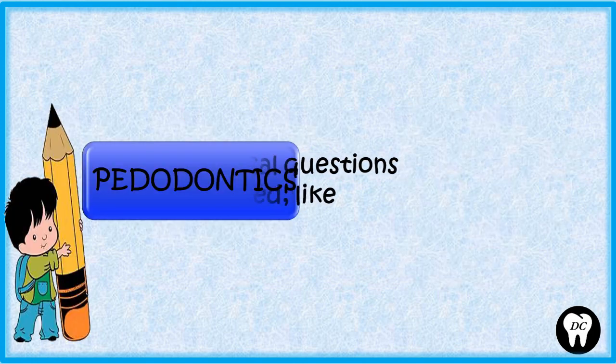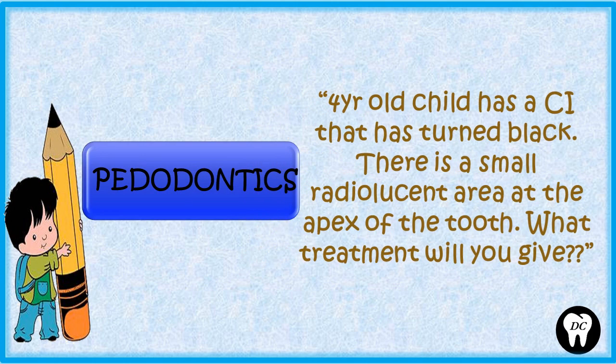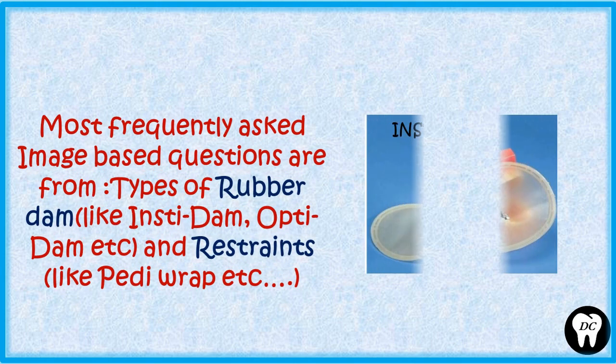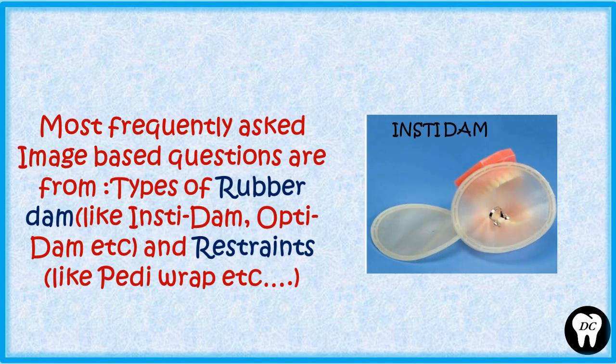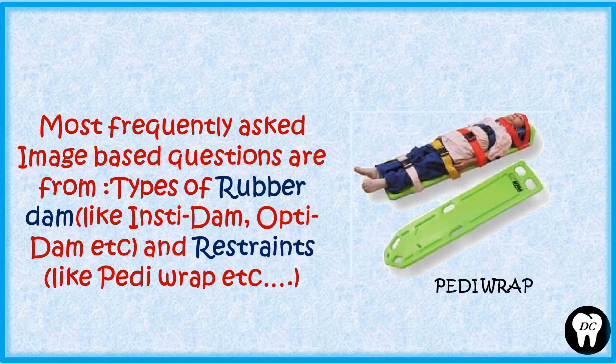From pedodontics mostly clinical questions are asked, like a 4-year child has a central incisor that has turned black. There is a small radiolucent area at the apex of the tooth. What treatment will you give? Then, the most frequently asked image-based questions are from types of rubber dam like Instidam, as you can see in the figure, Optidam, and restraints like Papoose board, Pedi Wrap, etc.